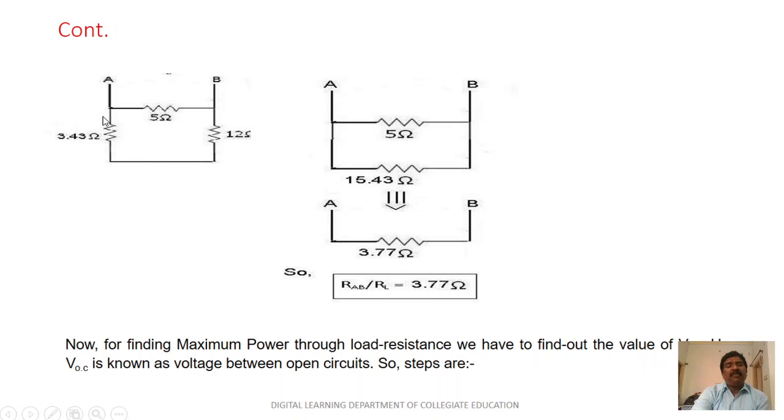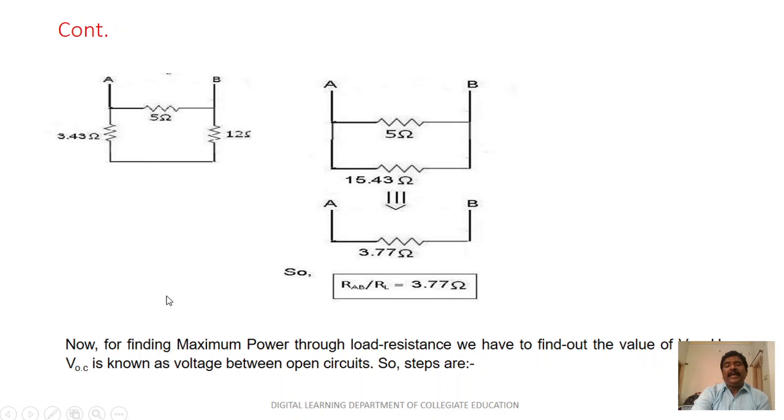So the 3.43 is in series with the 12 ohms, and that combination is in parallel with the 5 ohms. Adding 12 and 3.43 gives 15.43 ohms, and this combination is again in parallel with 5 ohms. Finally we get 3.77 ohms for the resistance, that is RAB or RL or RTH, 3.77 ohms.